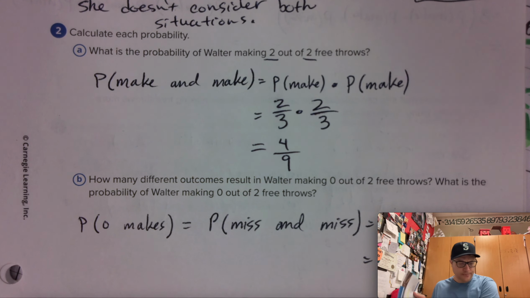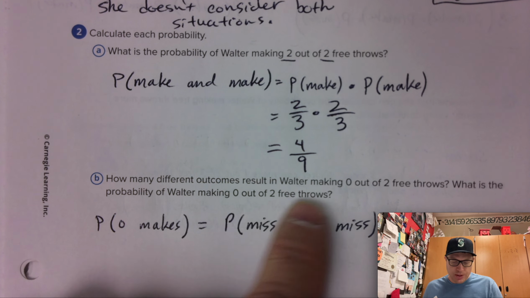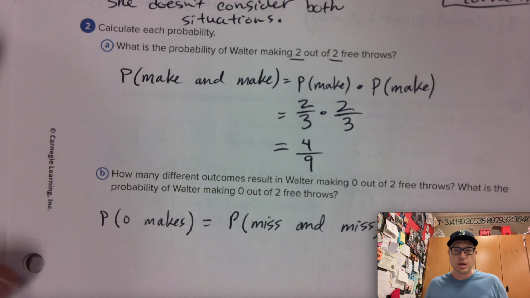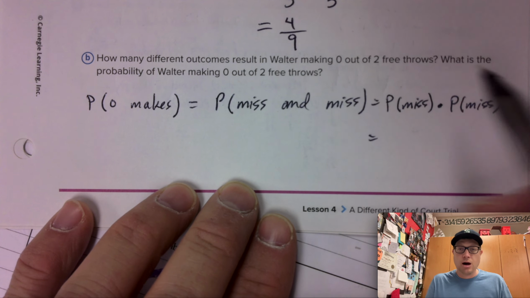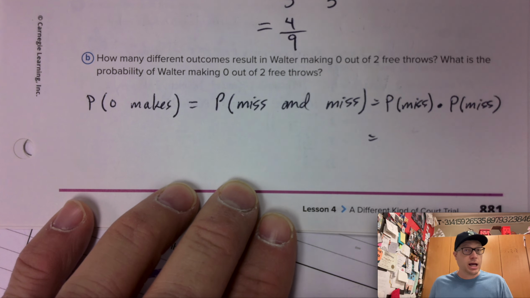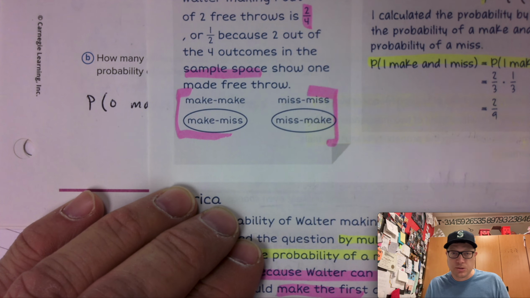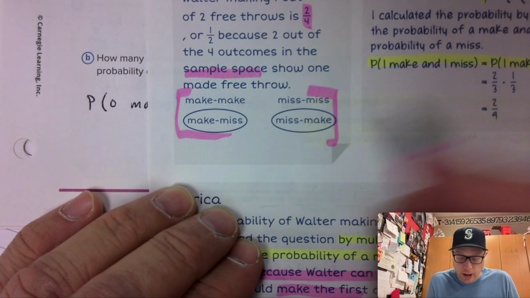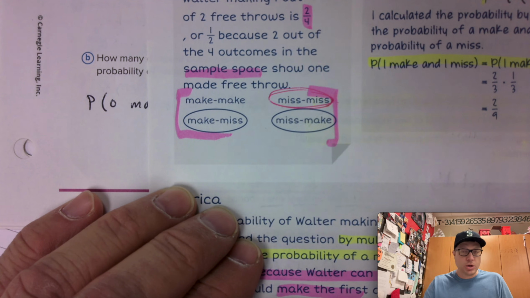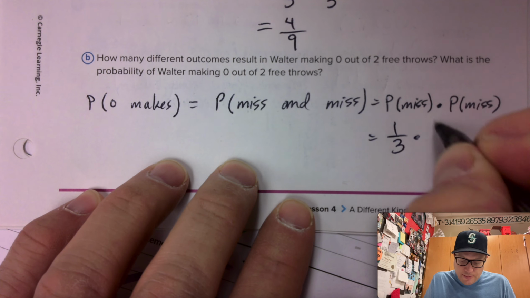4/9. Okay, so to part B. How many different outcomes result in Walter making 0 free throws? And what is the probability of Walter making 0 out of 2 free throws? Well, honestly, it's about how he's going to miss and then miss again. And again, thank you to Miguel. Miguel did this right. You should be doing this too. You should draw out the sample space. He has the make, the miss. So part B is considering the miss scenario. There's only one of them out of the 4 choices, so therefore we don't have to double up anything here. It's just the probability of missing times the probability of missing.